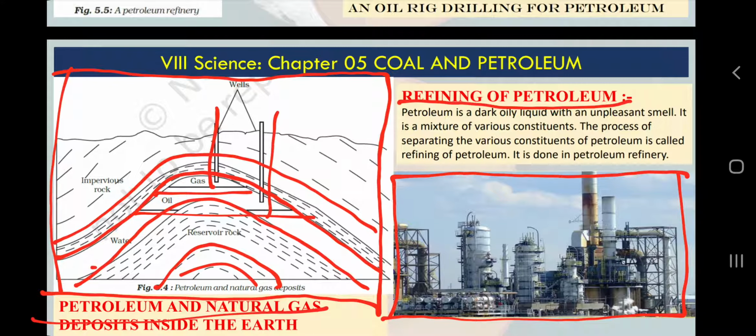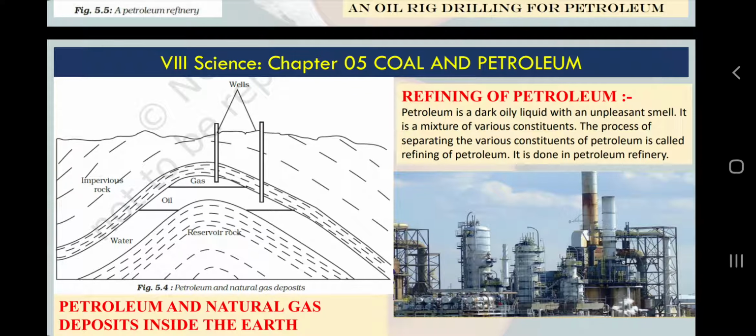I think you all have heard about petrol, diesel, kerosene, CNG, compressed natural gas. All of these are products of petroleum, which we get after extraction, in the petroleum refinery. Petroleum is a dark oily liquid with an unpleasant smell. It is a mixture of various constituents, and the process of separating the various constituents from petroleum is called refining of petroleum, and it is done in a petroleum refinery.